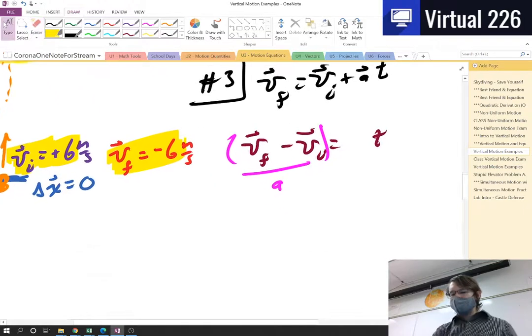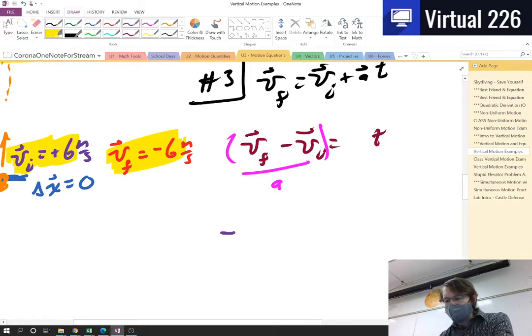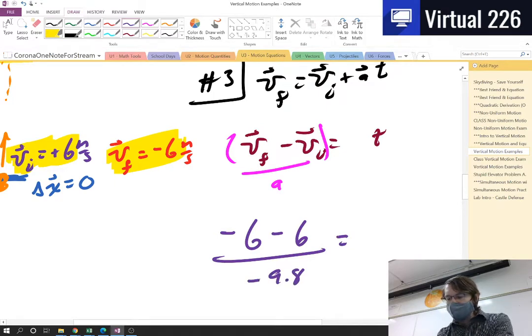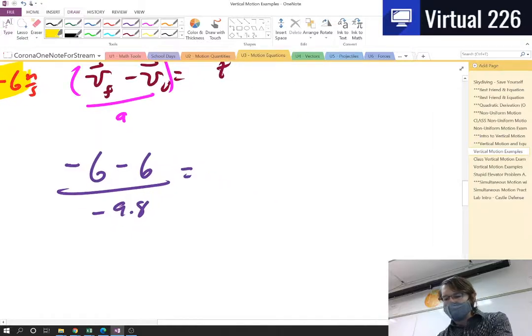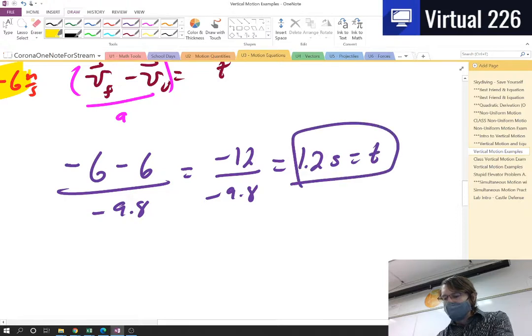If we plug in some values, the final velocity was negative 6 minus the initial velocity of positive 6, so negative 6 minus 6, over negative 9.8. This gives us negative 12 over negative 9.8, and that comes out to be a positive, which is nice for a time, 1.2 seconds. That's how long it takes for the glove to go up and come all the way back down.